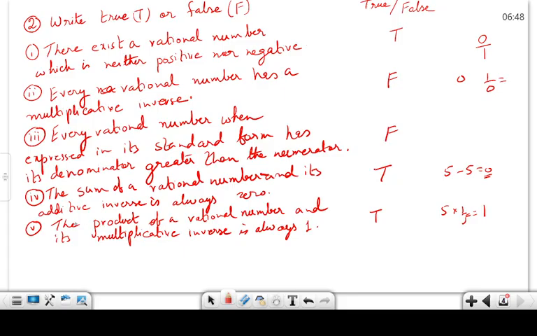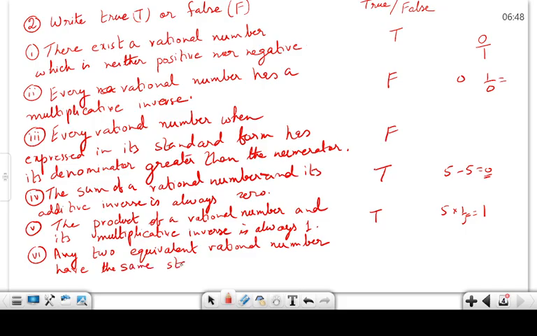And number 6: any two equivalent rational numbers have the same standard form. That is false.